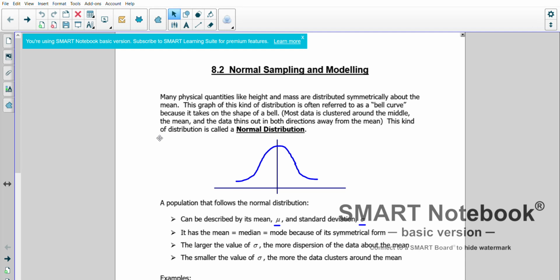I thought I would create a video lesson for you in this new unit, and the first lesson I'm deciding to help you along with is this one on the normal distribution and normal sampling and modeling.